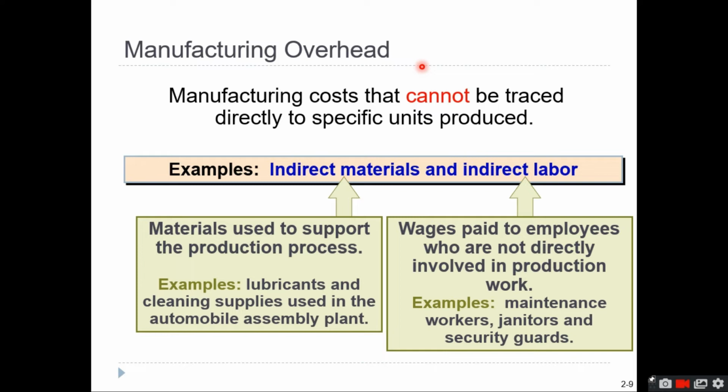Then finally, we have manufacturing overhead. Manufacturing overhead is the catch-all category, which means that if an item is not categorized as direct material and also not categorized as direct labor, then it's going to be considered as manufacturing overhead. And most of the time, this pertains to your indirect materials and indirect labor and all items that are not classified as direct materials and direct labor.